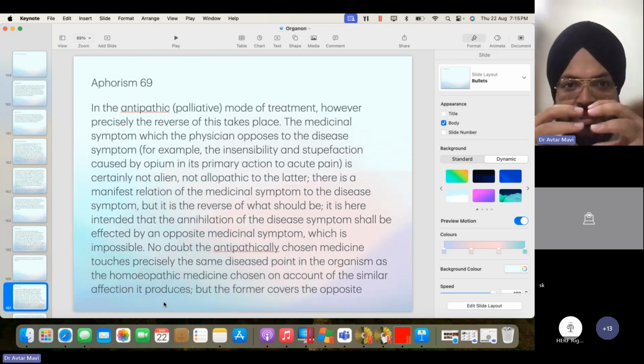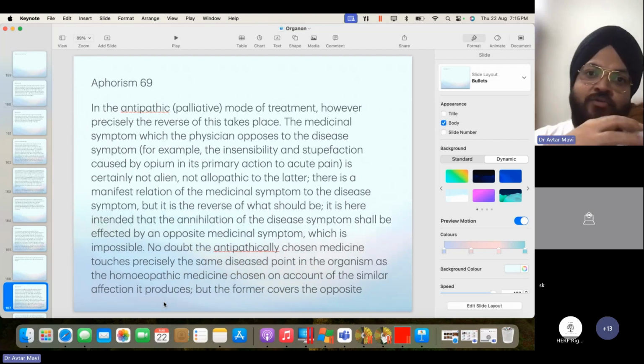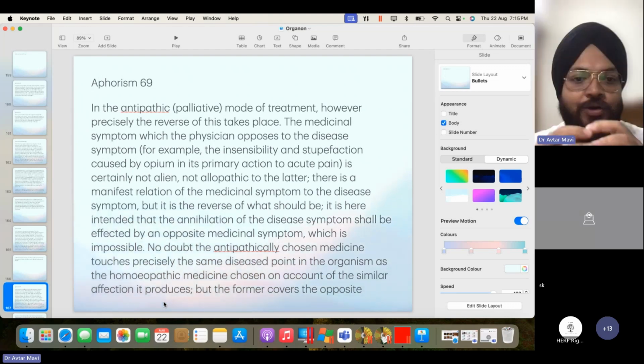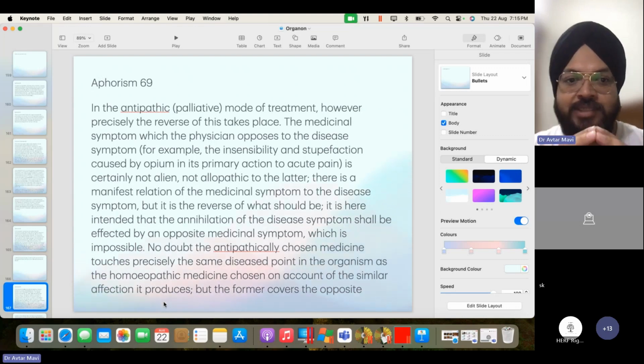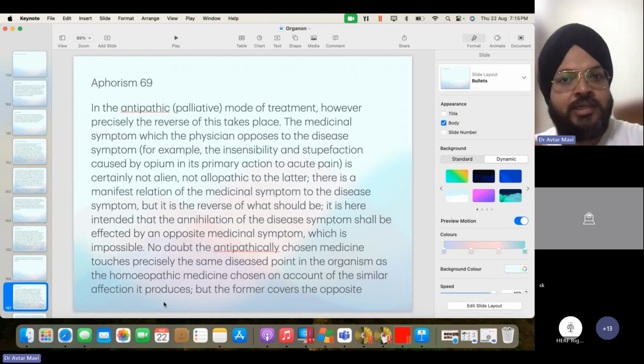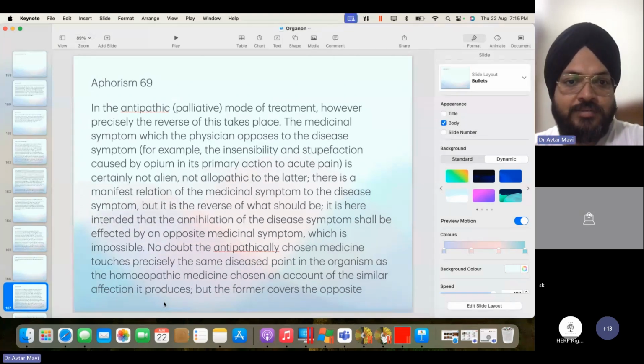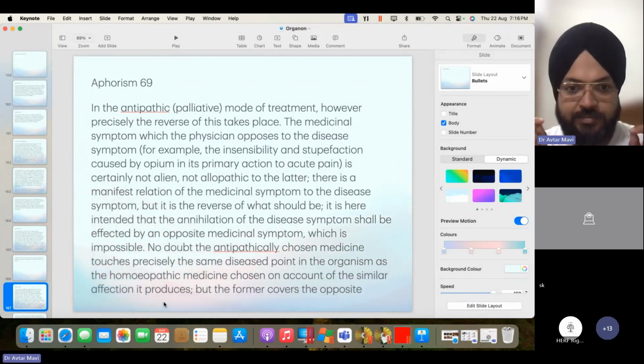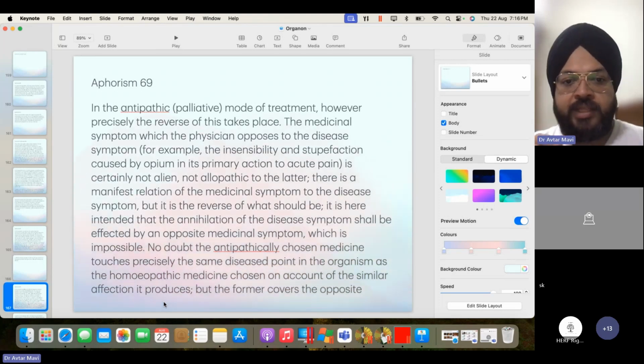Two opposite forces are clashing. It is a war. It is a fight. No side is going to win. This force will exert force on this, and this force will exert force on this. Neither the medicine is going to win in this way, neither the physician, neither the disease. But in all this, the suffering is only of the patient, between this fight, between this antagonistic way of thinking. No doubt the antipathically chosen medicine touches precisely the same diseased point in the organism as the homeopathic medicine, chosen on account of the similar affection it produces.